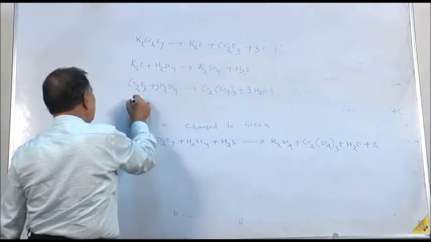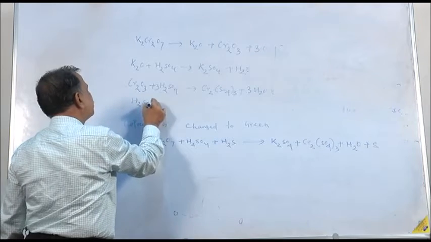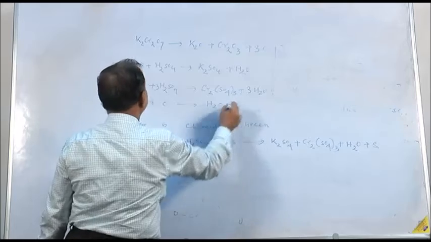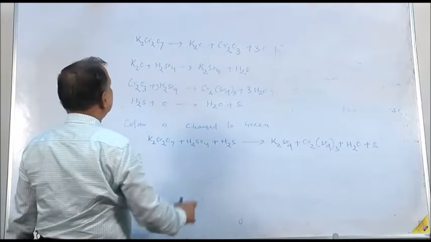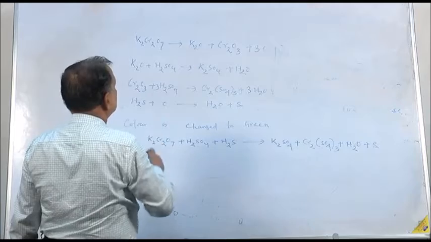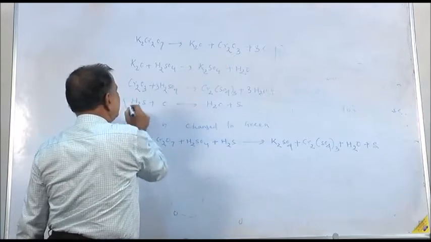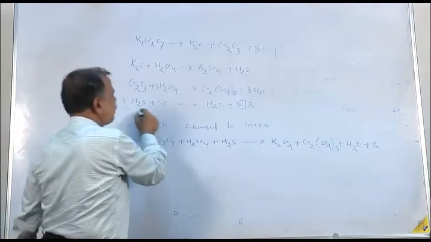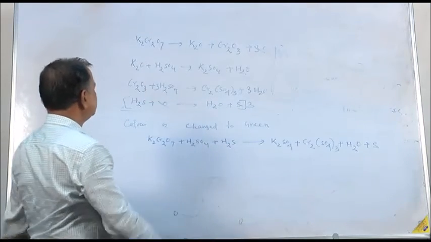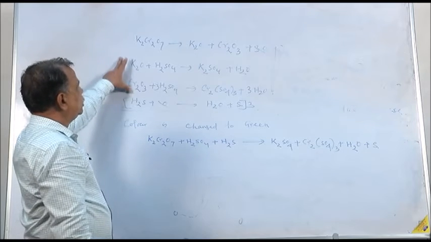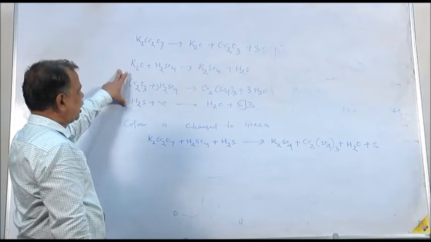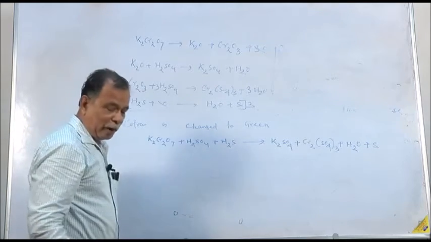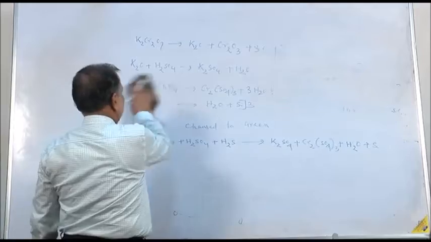Now last was H2S plus O, which forms H2O plus sulfur. Only the 3 O is there, so you multiply this by 3 and cancel. That is the balanced equation, the simple way by the partial equation method. Now the important thing is how to balance the equation by the ion electron method.